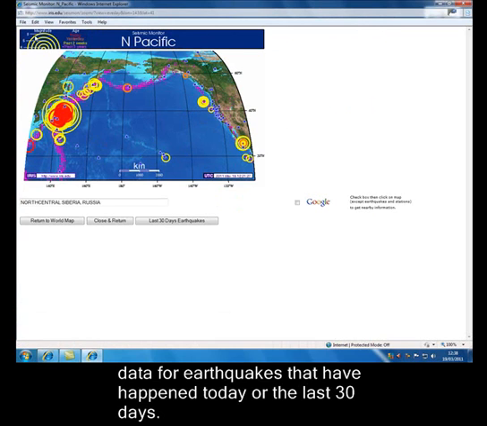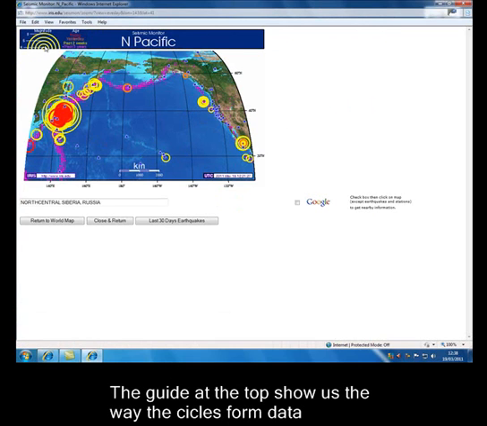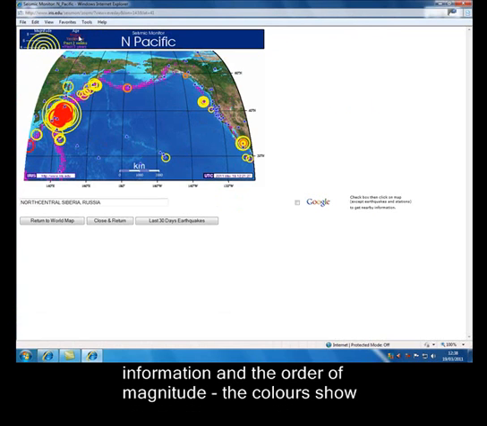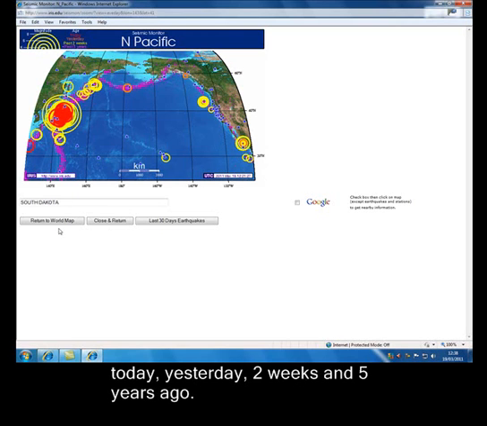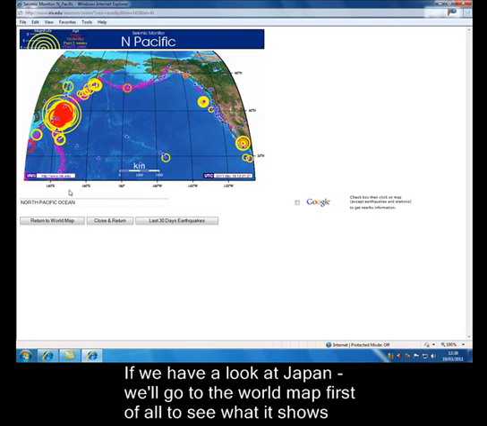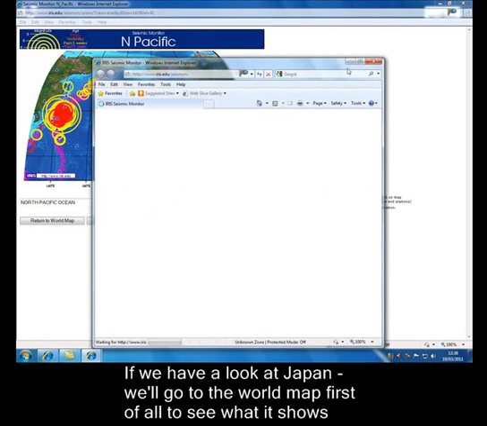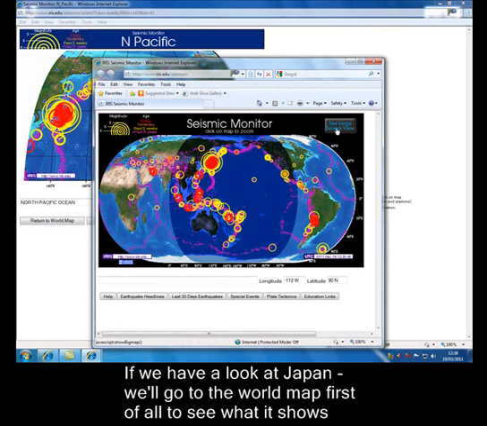The little guide at the top shows you the way the circles form in the order of magnitude. The colours are today, yesterday, 12 weeks, 5 years ago. So if we can have a look at certainly this one in Japan. We'll go to the world map first just to show you what we can see on this.